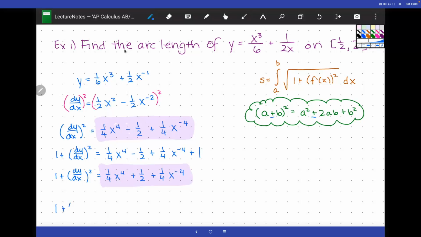So 1 plus dy dx squared can be written as 1/2 x squared plus 1/2 x to the negative 2. I don't know why I put parentheses. I don't need those. Oh, I do need those because it's squared. That's why. Now this doesn't always happen, but just, things to be on the lookout for. But any questions about how we did that?